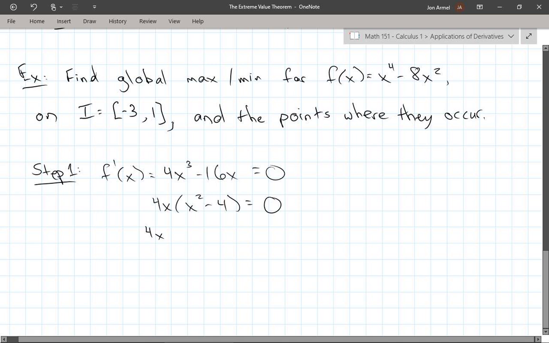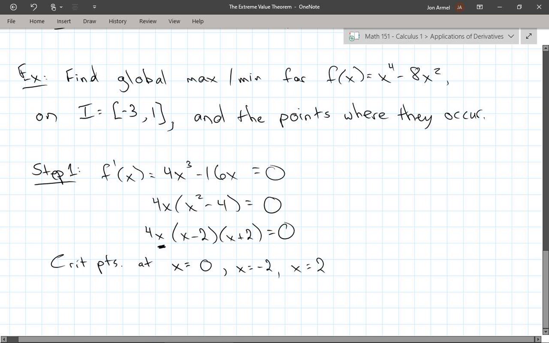And then I'll factor that further. So I've got a 4x outside. I could divide by the 4, but it doesn't really matter if you do or not. Then x squared minus 4 factors into x minus 2, x plus 2. So please don't think you can just divide by x, because you'll lose that x on the outside that's showing that x equals 0 is a critical point. Okay, so I have critical points at x equals, well, the solutions to this equation. So x could be 0, x equals -2, and x equals +2.